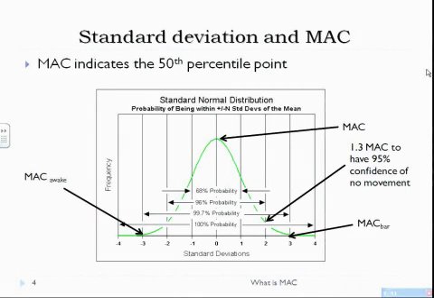If you want to shift the curve up and knock everybody out, then you increase your MAC up to 1.3 MAC. So that's 3 standard deviations away. Just going up from 1 to 1.3 MAC means that you have a 95% confidence interval that that person's not going to move. That's pretty good.